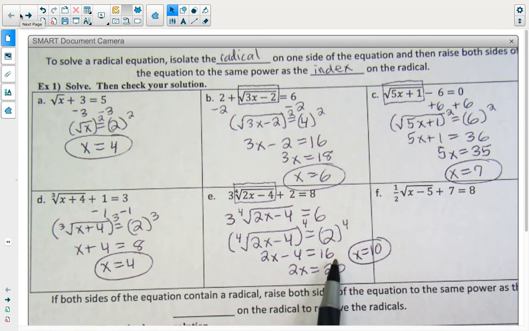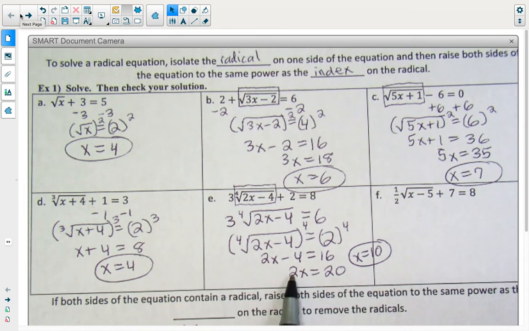If you need to literally be writing those steps out, nothing wrong with that. Add 4, that gives me 20. And this is multiplying, divide by 2, divide by 2.